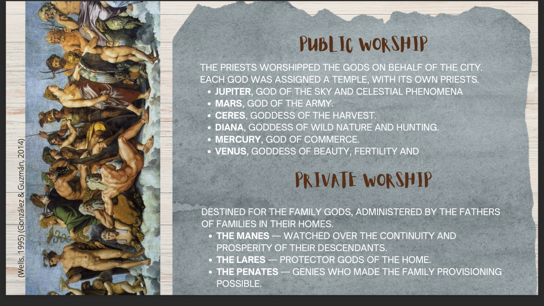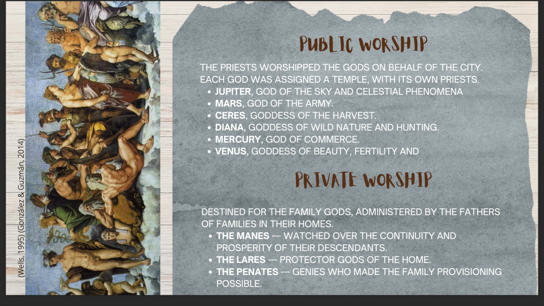Some main gods were Jupiter, the god of the sky and celestial phenomena, Mars, the god of the army, Ceres, the goddess of the harvest, Diana, the goddess of wild nature and hunting, Mercury, the god of commerce, and Venus, the goddess of beauty and fertility.